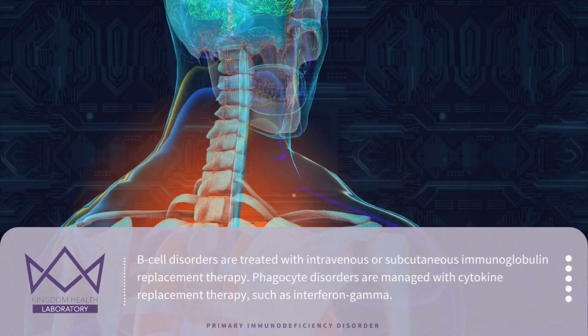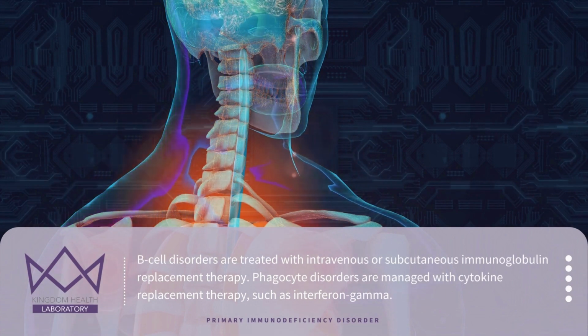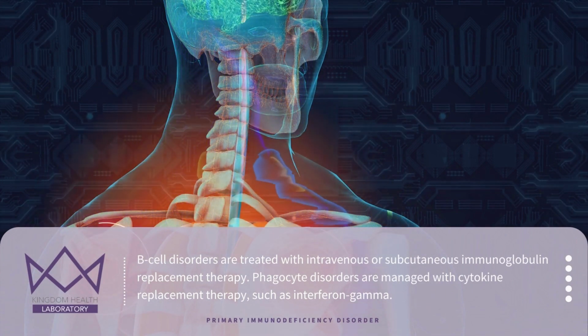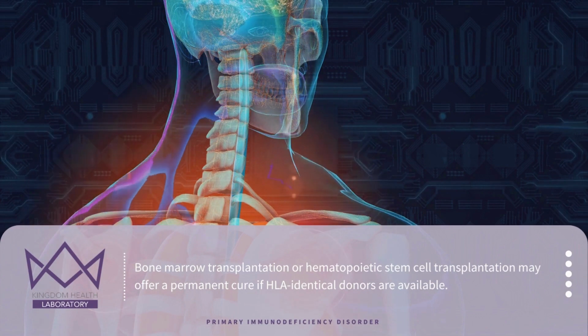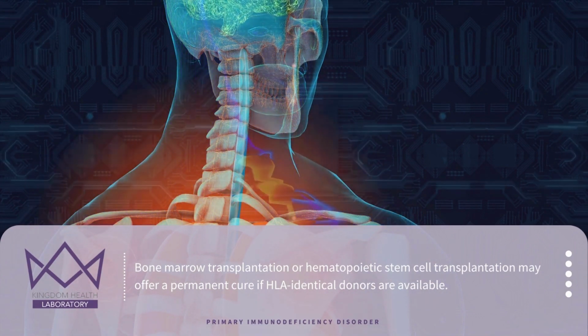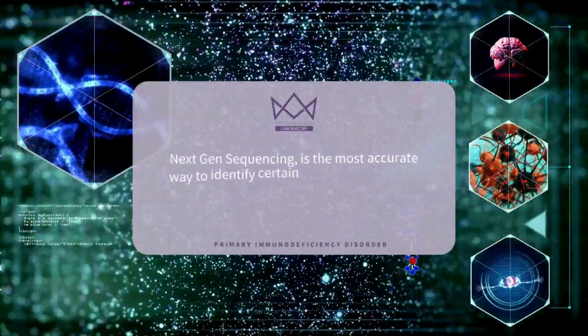B cell disorders are treated with intravenous or subcutaneous immunoglobulin replacement therapy. Phagocyte disorders are managed with cytokine replacement therapy, such as interferon gamma. Bone marrow transplantation or hematopoietic stem cell transplantation may offer a permanent cure if HLA identical donors are available.